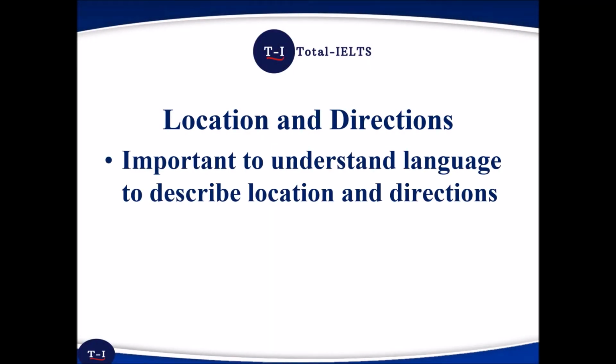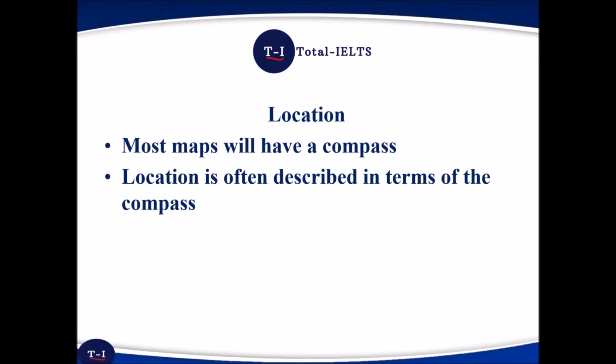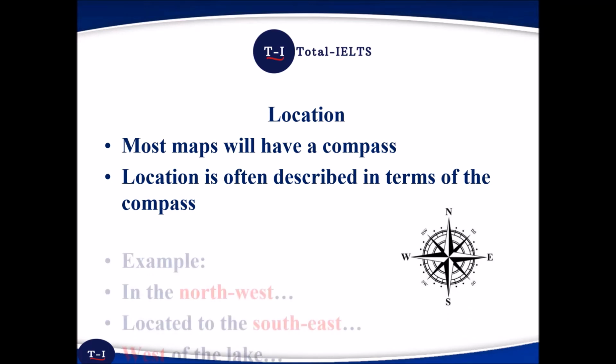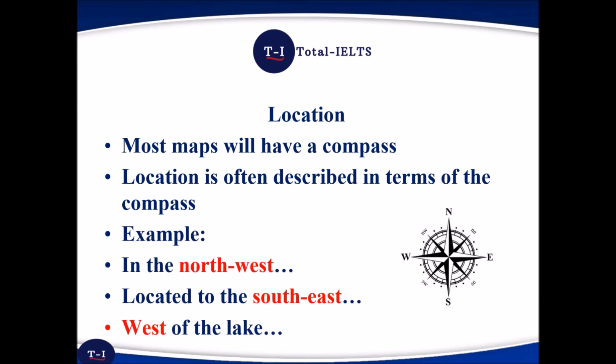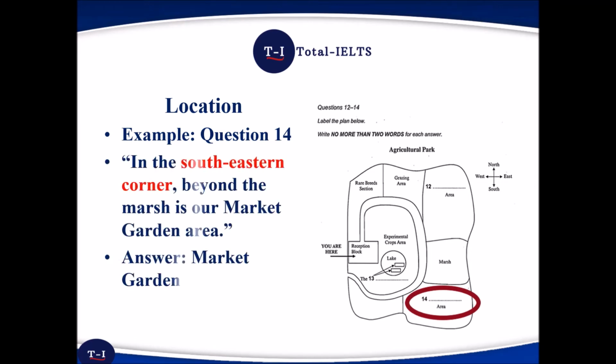To do well in this task, it is important to understand the language used to describe location and give directions. For location, most maps will have a compass, so the location will be described in terms of the compass. For example, in the northwest, southeast, west of the lake. Here, for example, in question 14, the recording says in the southeastern corner beyond the marsh is our market garden area. So the answer here is market garden.